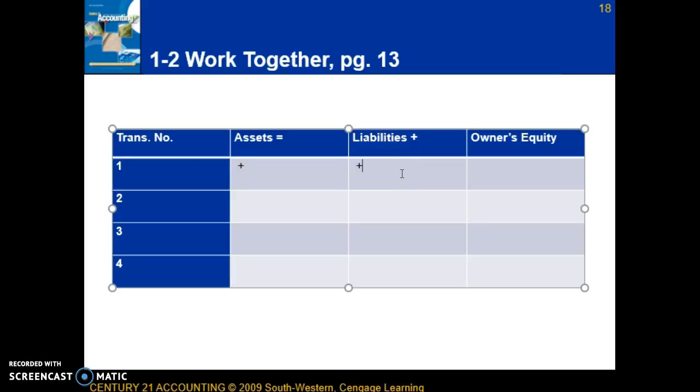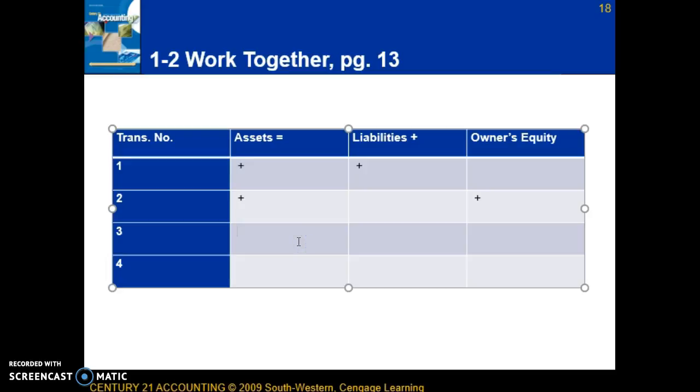Second transaction, received cash from an owner as an investment. So received cash. Cash is our biggest asset. So we're receiving cash, that is increase. The other account that's going to be affected is our capital account, and the amount they have in the business is also increasing.